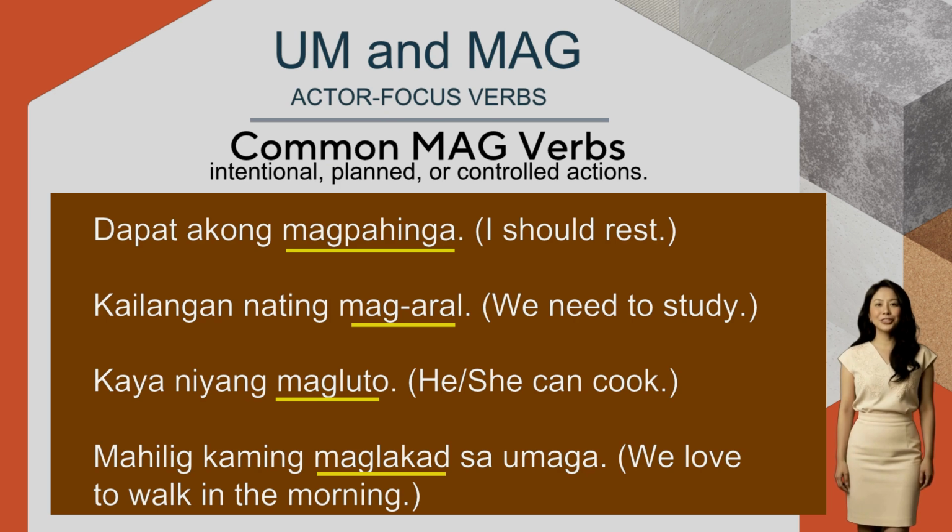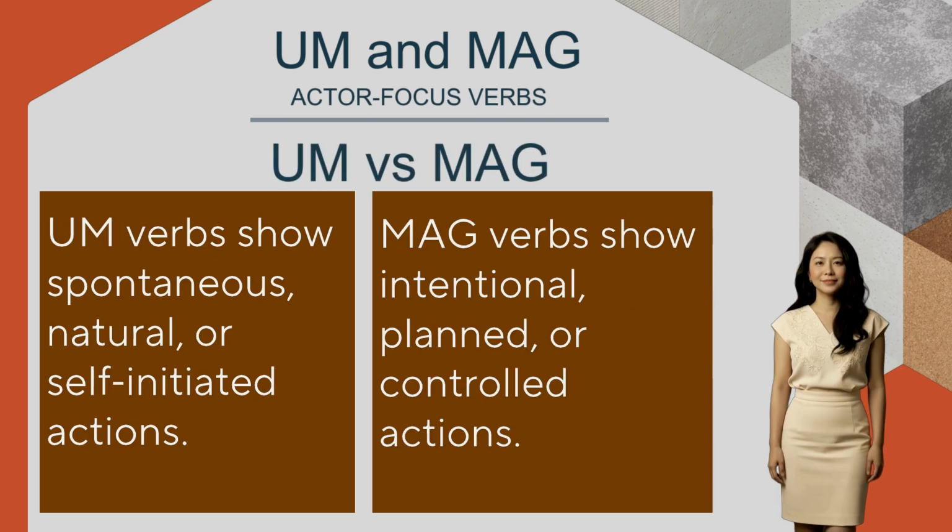Now, let's use these mag- verbs in simple sentences so you can hear how they work in real conversation. Dapat akong magpahinga. I should rest. Kailangan nating mag-aral. We need to study. Kaya niyang magluto. He or she can cook. Mahilig kaming maglakad sa umaga. We love to walk in the morning. So these examples show how mag- verbs express actions that you intentionally choose or plan to do.